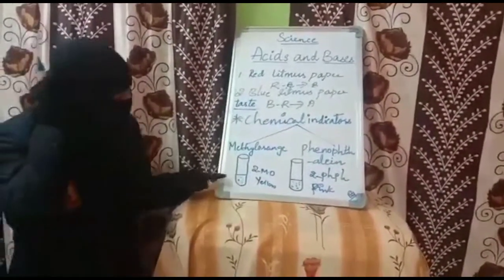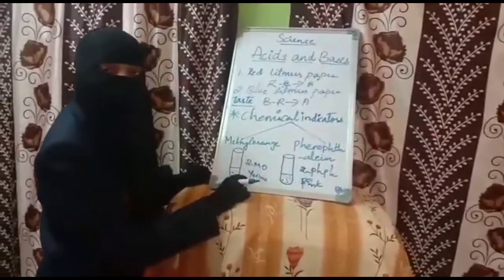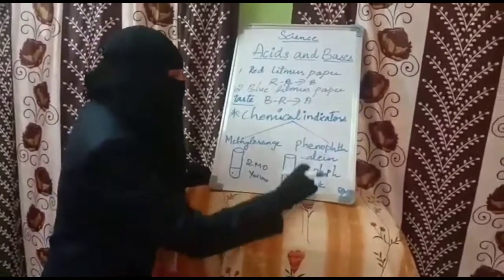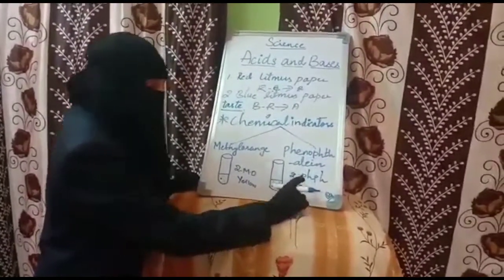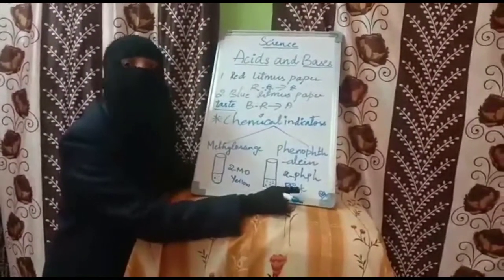That means here you have taken lime water, and here also you have taken lime water. Methyl orange, when it reacts with lime water, changes the solution into yellow color. Phenolphthalein, when it reacts with lime water, converts a colorless solution into a colorful pink color.